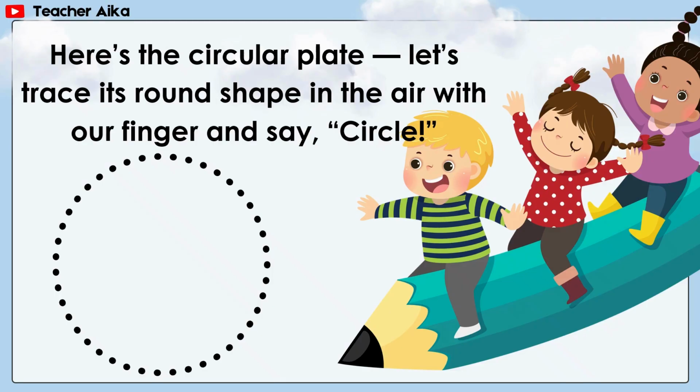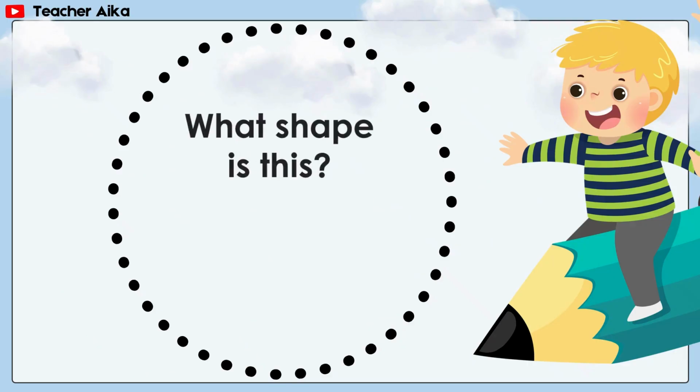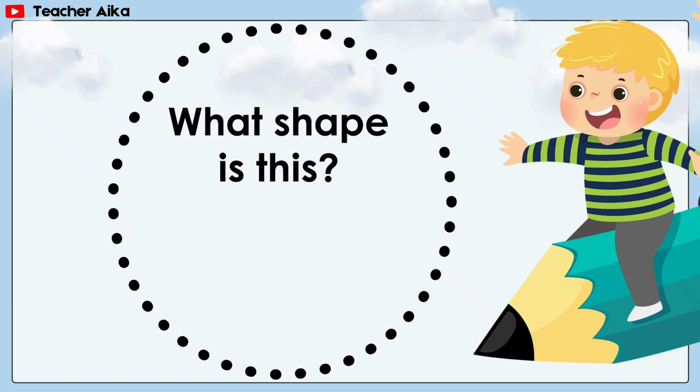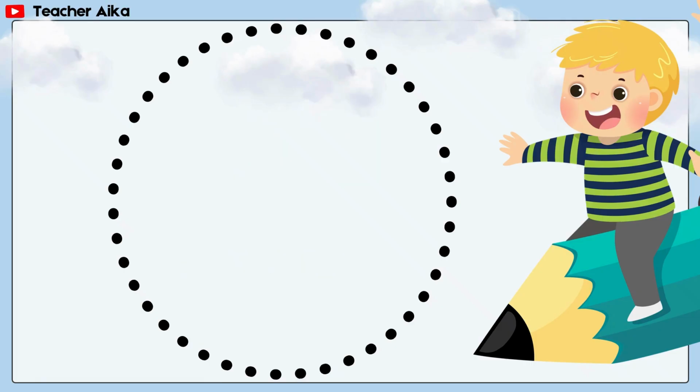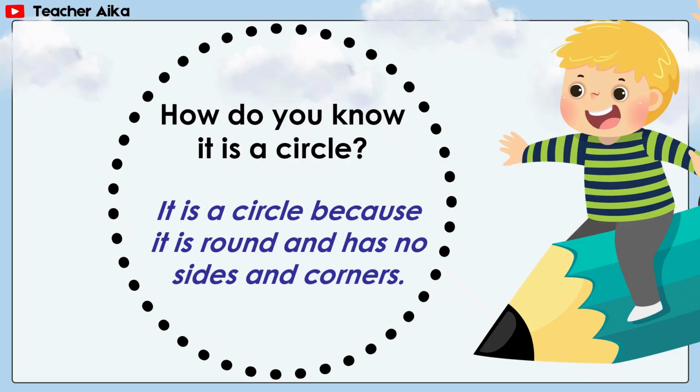Here's the circular plate. Let's trace its round shape in the air with our finger and say, circle, circle. What shape is this? Answer, it is a circle. How do you know it is a circle? Answer, it is a circle because it is round and has no sides and corners.